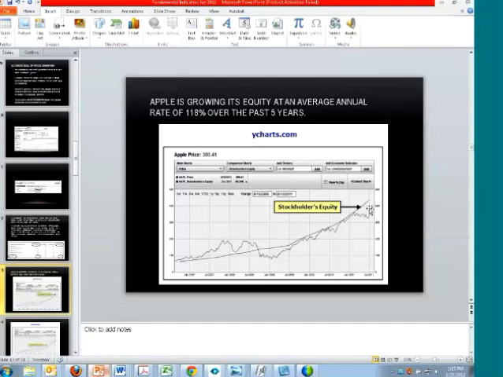So if you take the ending value, subtract the starting value, and divide by the starting value, you can calculate the percentage gain. In this case, it's a 5-year period, so we divide that by 5, and the average annual gain in stockholders' equity has been 118%. So again, another very solid fundamental company if it's able to grow its stockholders' equity, or its net worth, at that rate over a 5-year period.